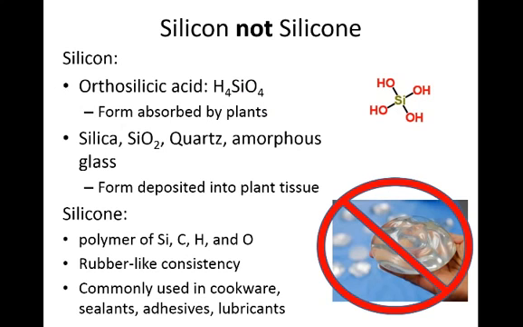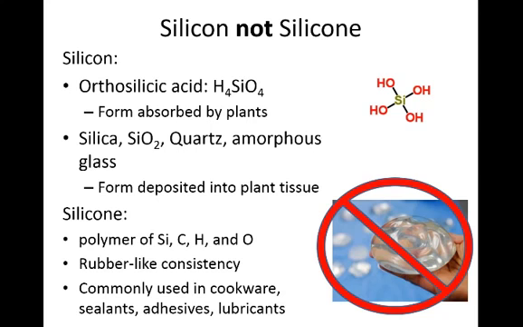And I want to point out that for the purposes of this talk, we're talking about silicon, not silicone. Silicone is a polymer of silicon, so carbon, hydrogen, and oxygen connected to many different silicon atoms. It has a rubber-like consistency, and it's commonly used in cookware, lubricants, adhesives, and so on.